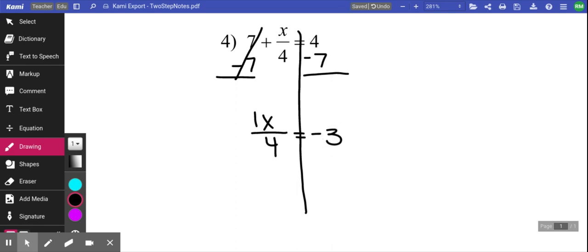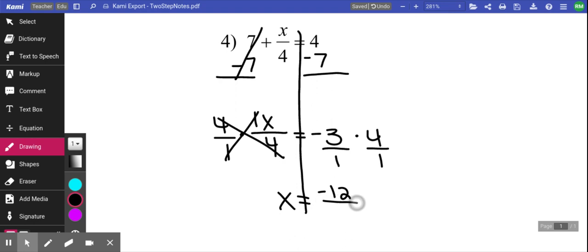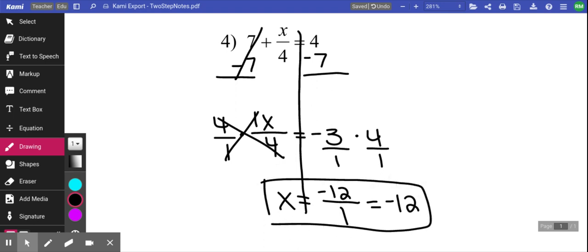Okay. What do I have to multiply then? Keep change flip, so you flip the 4. So it's a 4 over 1. Multiply it by -3 over 1. Yep, change them both to fractions. These are going to cancel out on this side. We get x equals, what's -3 times 4? -12 over 1, because 1 times 1 is 1. We'll just write -12. Good.